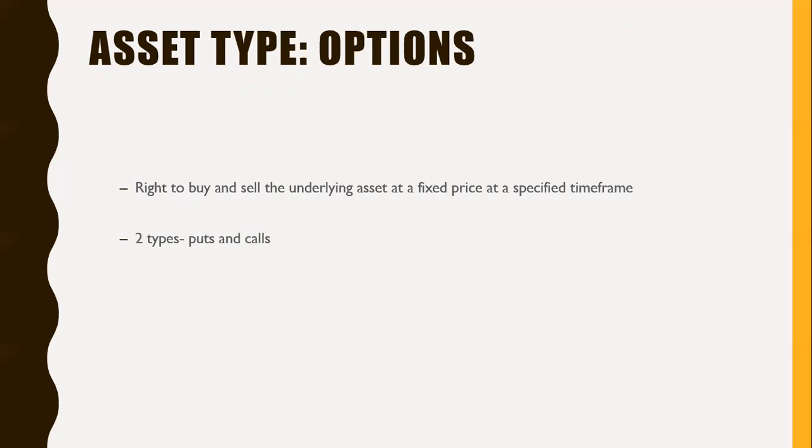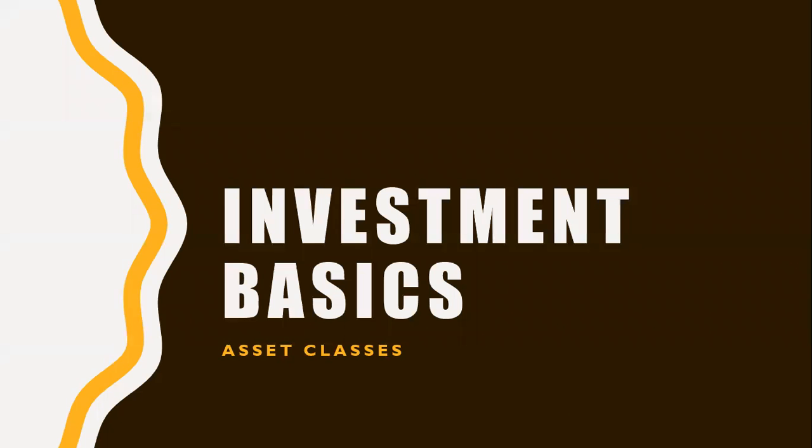Another asset type would be options. Options give you the right to buy and sell an underlying asset at a fixed price at a specified time frame. There's two types of options, puts and calls, and I'll leave this pretty general, but that is an asset type and an option that is available in the markets.